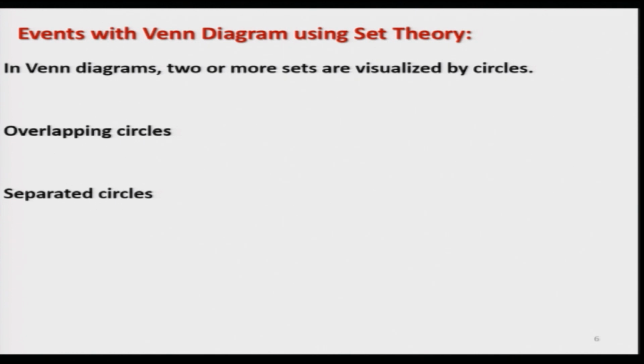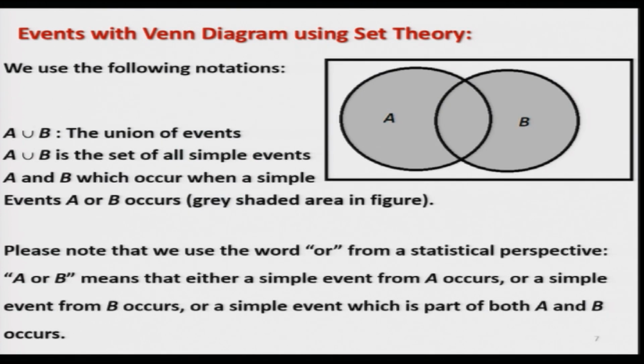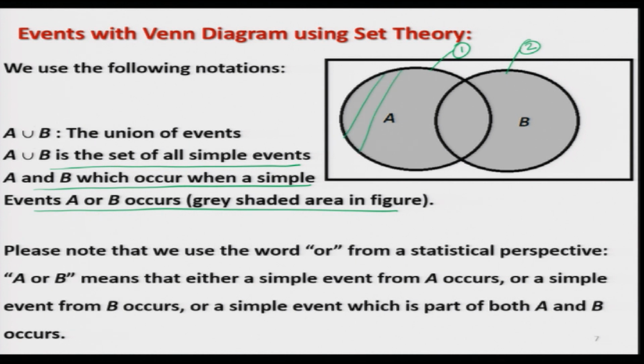So what we are going to do is observe two types of Venn diagrams, in which there will be some overlapping circles, and in some cases some separated circles. First we try to understand the Venn diagram for A union B. Suppose we have two events A and B, indicated by these two circles. Circle number 1 indicates the event A and circle number 2 indicates the event B. Now A union B is the set of all simple events that occur when event A or B occurs. A or B occurs means if A occurs, if B occurs, and if both A and B occur.